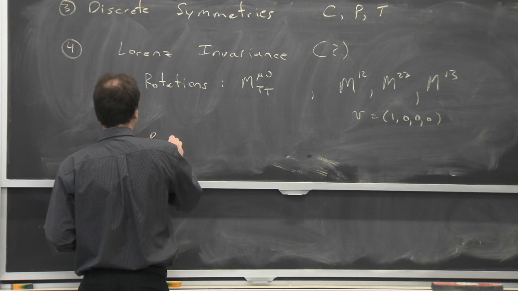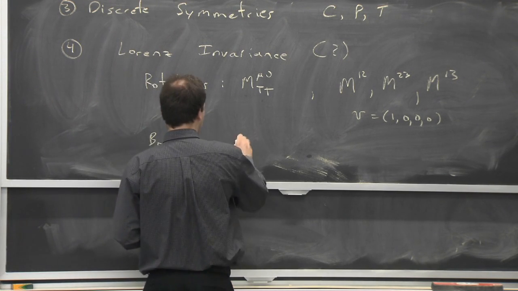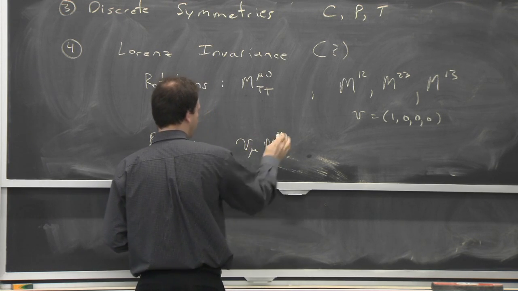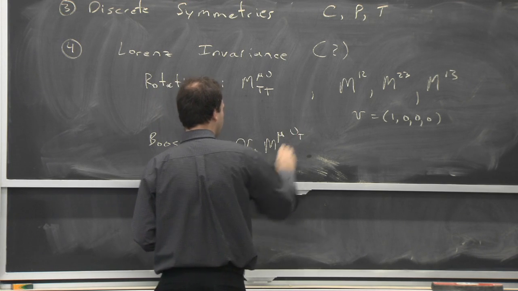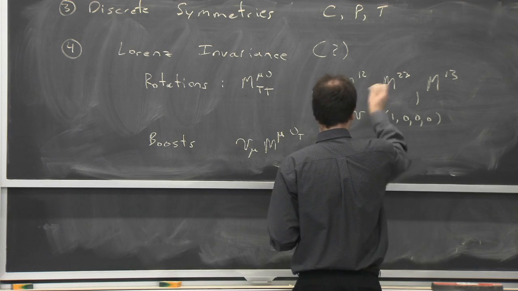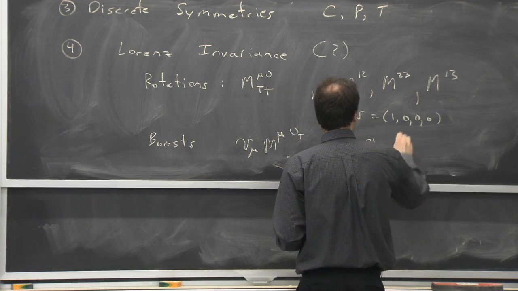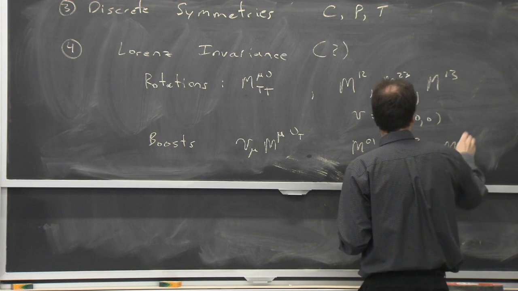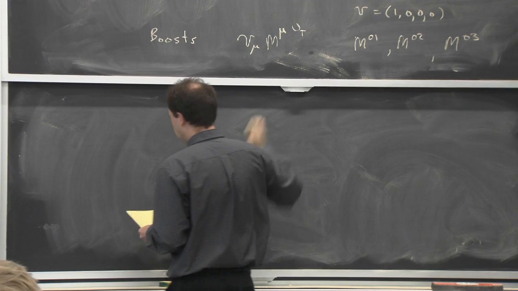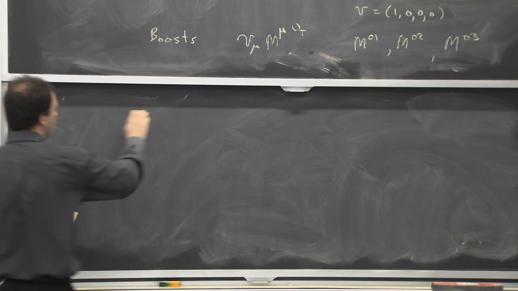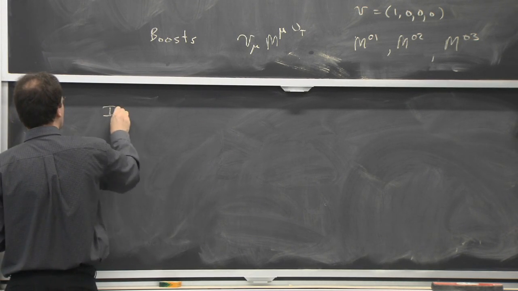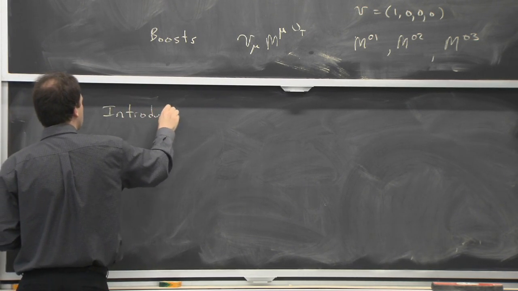And then there's the boosts. And you should think of the boosts as taking V mu and then M dotted into the V and then making the other guy transverse. So we'll need to note it like that. So the new index is transverse, and in the rest frame, that's M01, M02, and M03. And so introducing V mu actually breaks the boost symmetry.